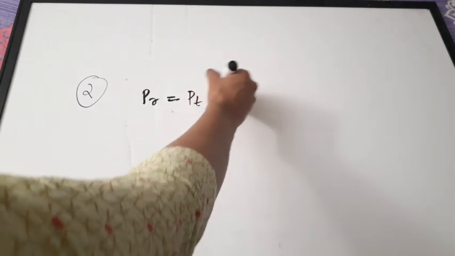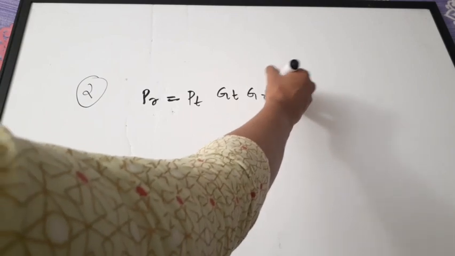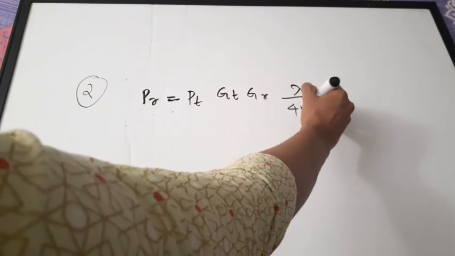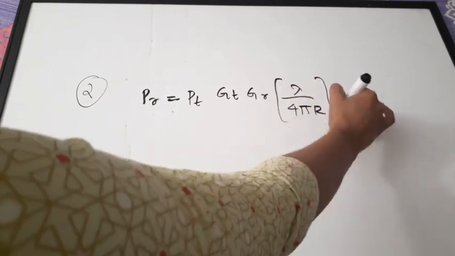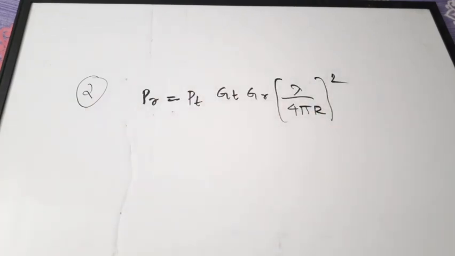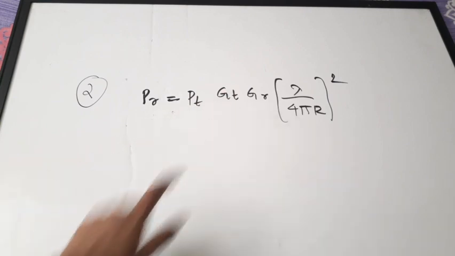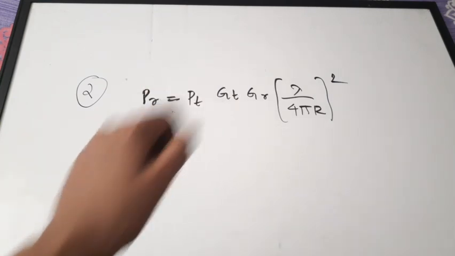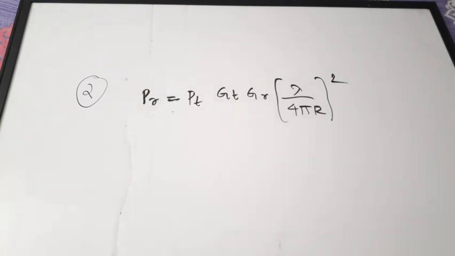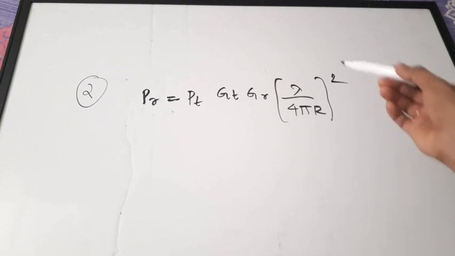Now what is the equation for received power? PR is equal to PT into GT into GR into lambda by 4 pi R square. I'll explain each and every term. PR is the received power, PT is the transmitted power, GT is the transmitter antenna gain, GR is the receiver antenna gain. Now, lambda is the wavelength, R is the distance of separation.